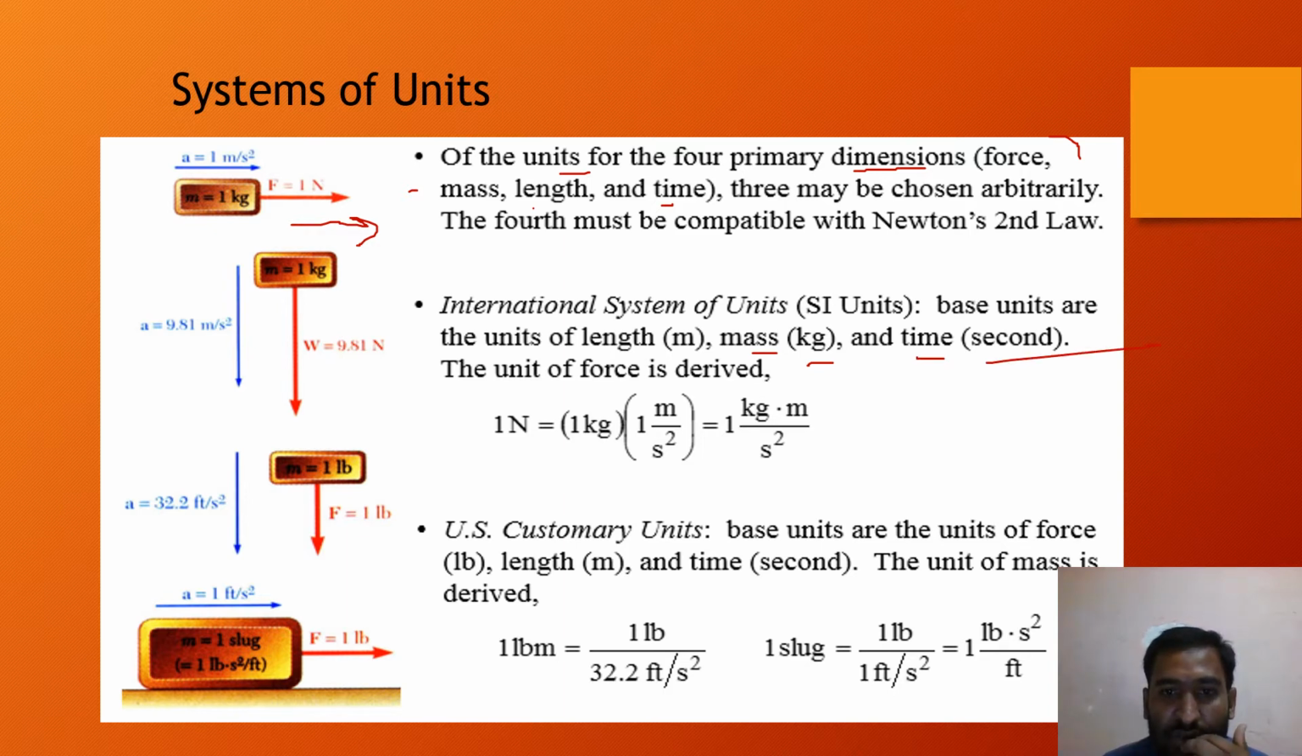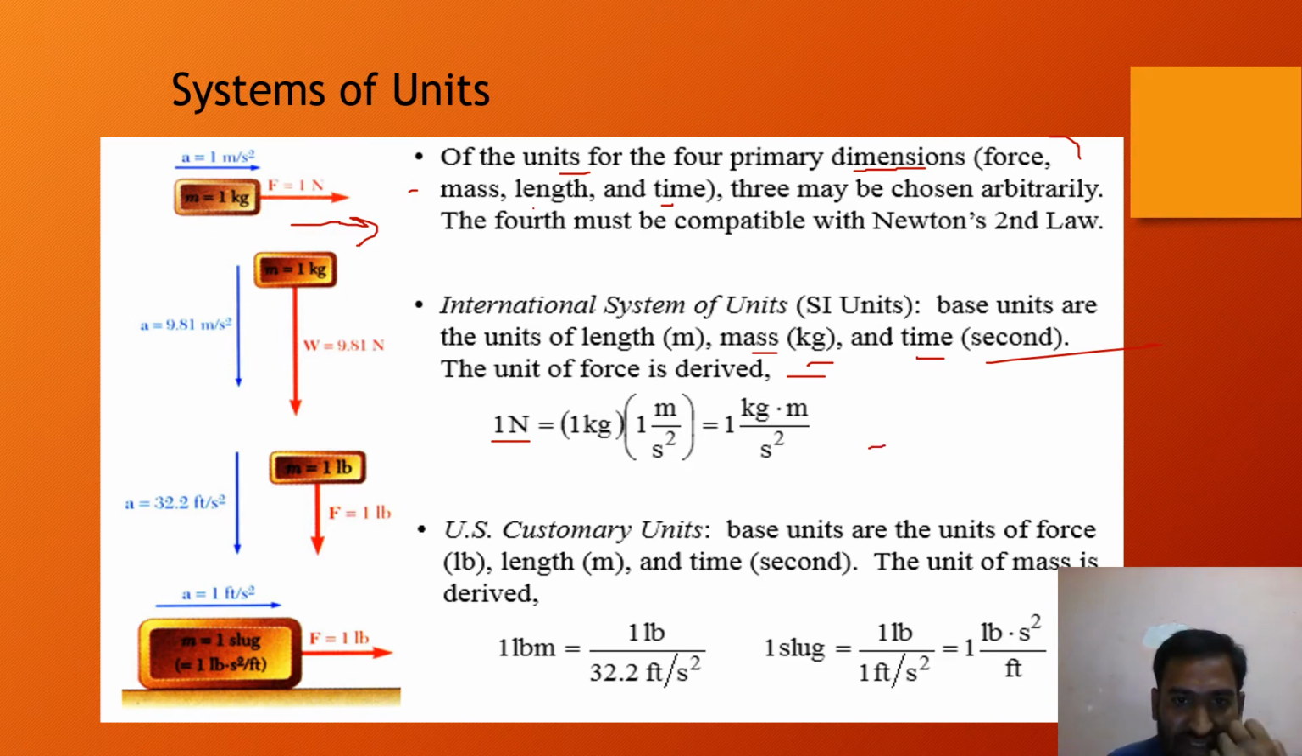The unit of the force is derived. The remaining force unit: 1 Newton is equal to 1 kilogram times 1 meter per second squared, equal to 1 kilogram meter over second squared. That is the International System of Units.